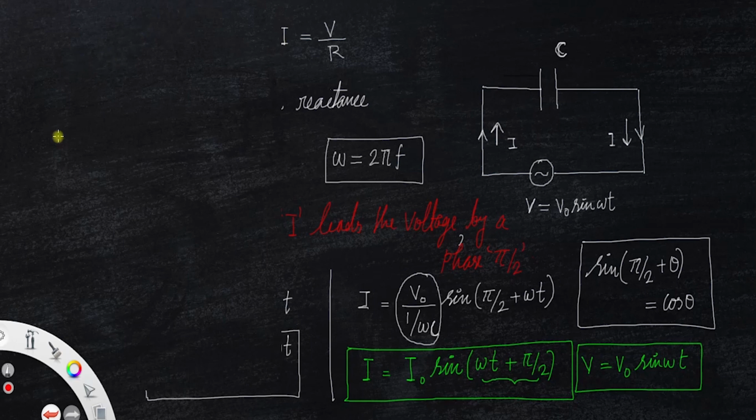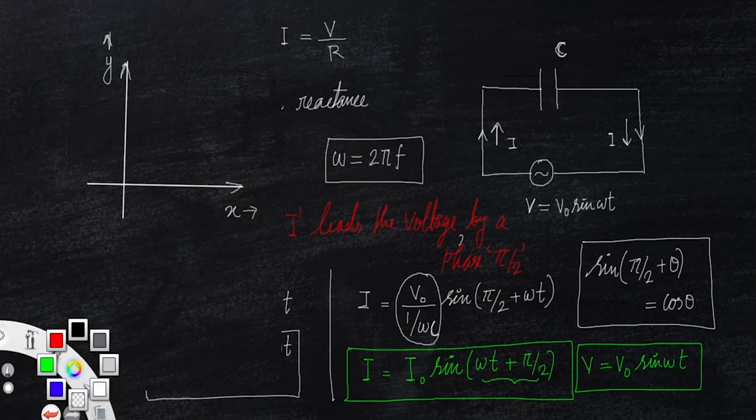before that we have to draw the x and y axis. This is the y-axis, this is the x-axis, and let's represent the voltage first. That is, this one is the voltage, or let's say the peak voltage. It is at an angle of omega t.